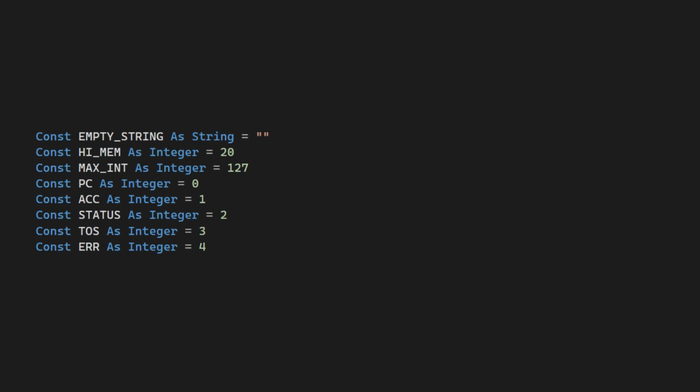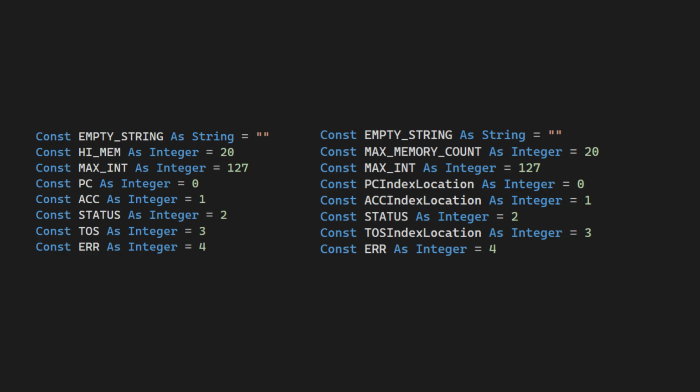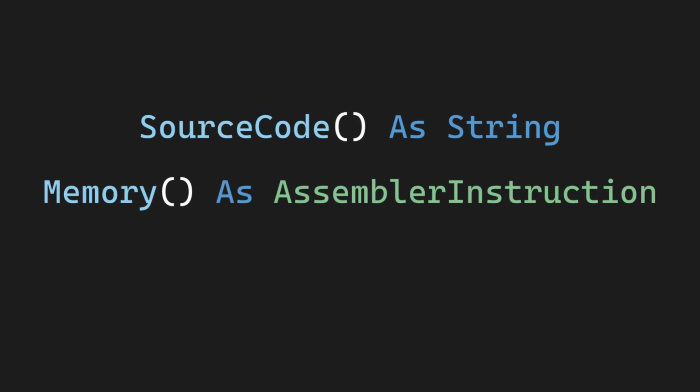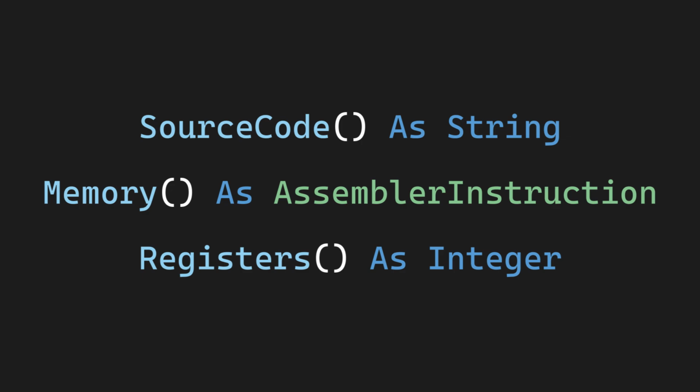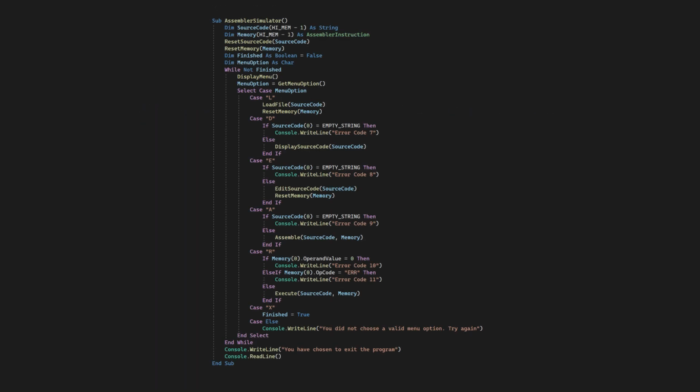A little bit confusing at first, which is why I said not to shorten constant names. You could, for example, add index location at the end of all the register names, and it would immediately become apparent what those constants are used for. Now we know about some of the core variables in our program, these being source code, memory, and registers. It's time to start going through the program properly, starting from AssemblerSimulator.